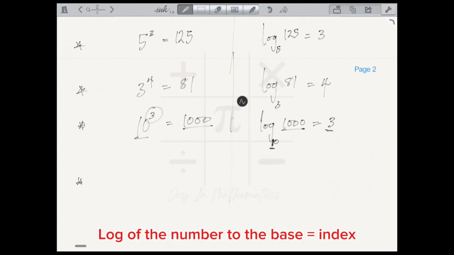Let's take one more. 2 raised to the power of 2 is 4. And here we have the number, we have the base, we have the index. So in terms of logarithm, we will say log of the number, that is 4, to the base 2 is equal to the index.